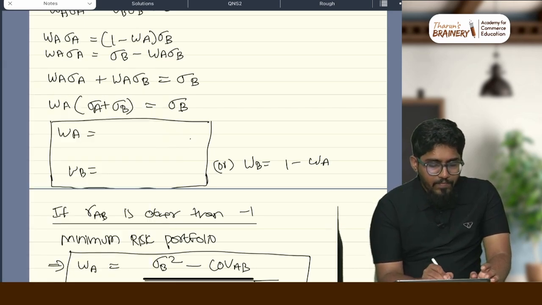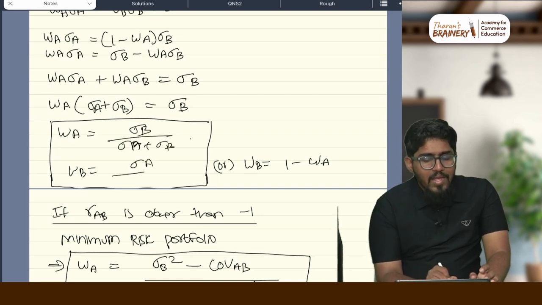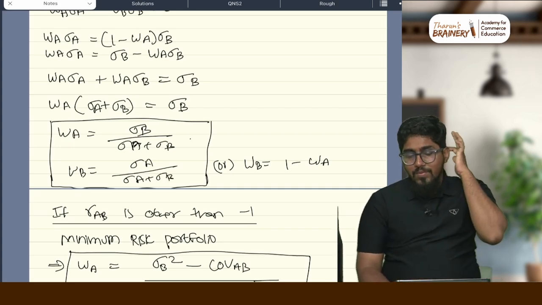This should be inverted. Weight of A is equal to standard deviation of B divided by standard deviation of A plus standard deviation of B. Weight of B is equal to standard deviation of A divided by standard deviation of A plus standard deviation of B. Okay, so this is the weight formula.